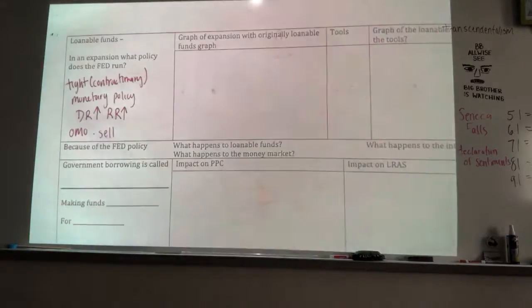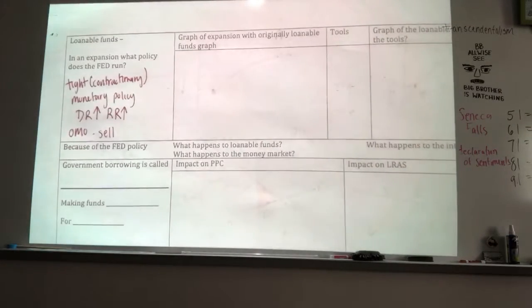Remember, this is what we had issues with last test. It's easier for me thinking of it like, what do they want to do with the money? So they have to go the other way.